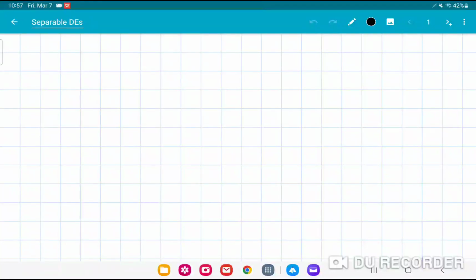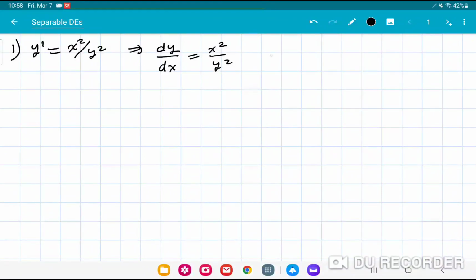Okay, I will be making this video of examples of differential equations, separable differential equations. The first example I want to do is y prime equals x squared over y squared. This looks kind of like the one we did in class. So first, before we do this, we write it as dy by dx equals x squared over y squared.